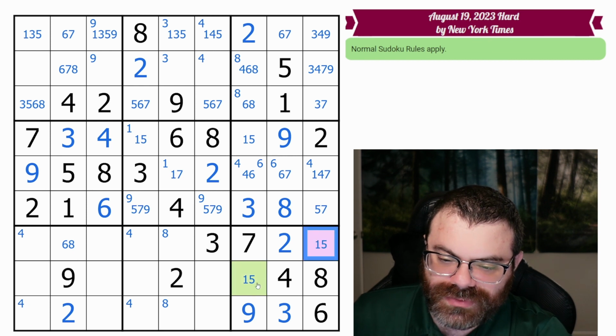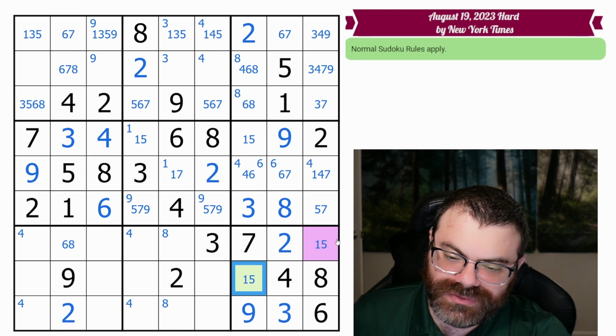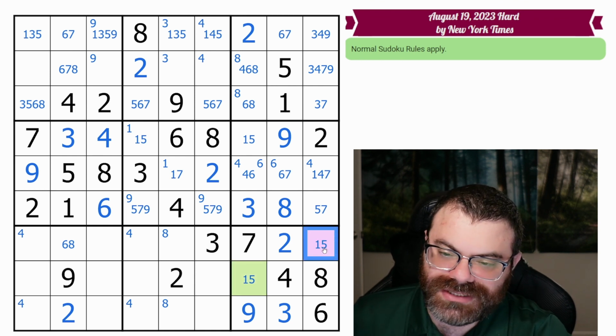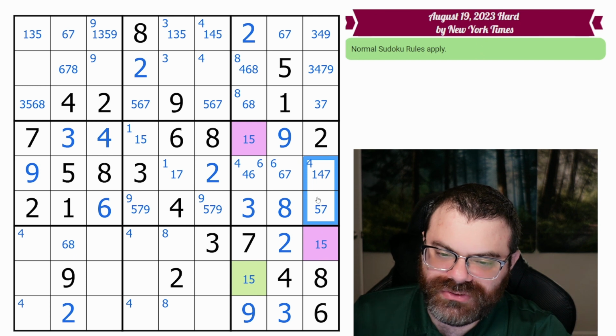What do I mean by these colors? Well, we know this is a 1, 5 pair. One of them's 1, one of them's 5. We don't know which is which, but we can call this one green and this one purple. So you can see that in this column, we already have a green 1, 5, so we need a purple 1, 5. And we also know the green 1, 5 ends up in one of these two, which we can mark this way. And that makes this a green 1, 5.